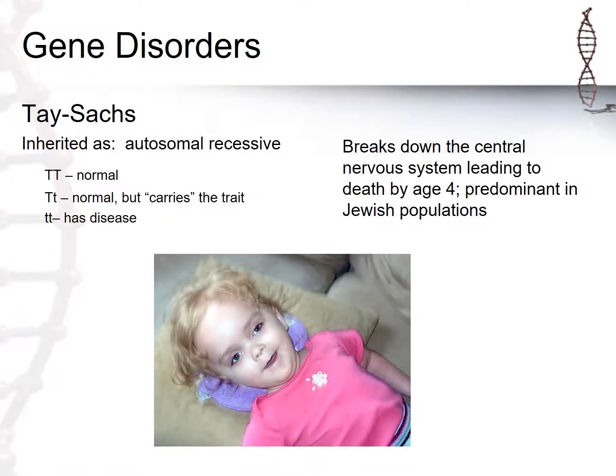Tay-Sachs disease. This is another autosomal recessive disease. You have to have two carrier parents. It causes the breakdown of the central nervous system and leads to death by age 4. It is predominant in Jewish populations and also Amish populations.